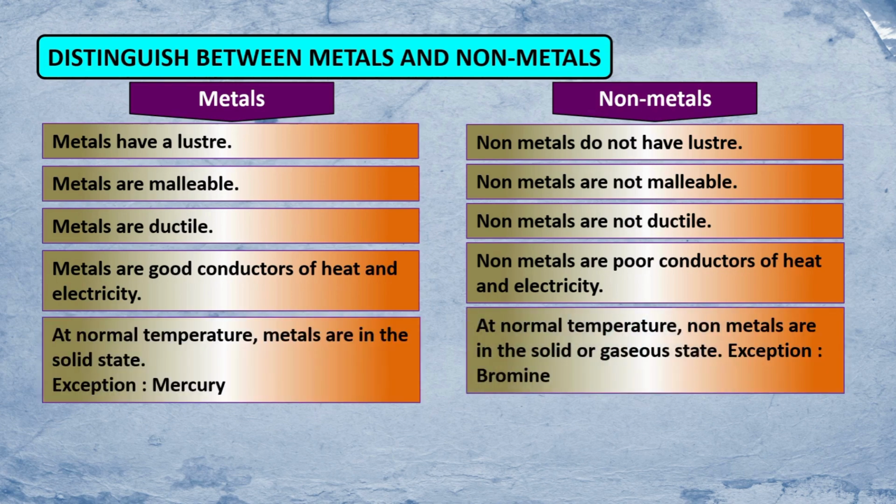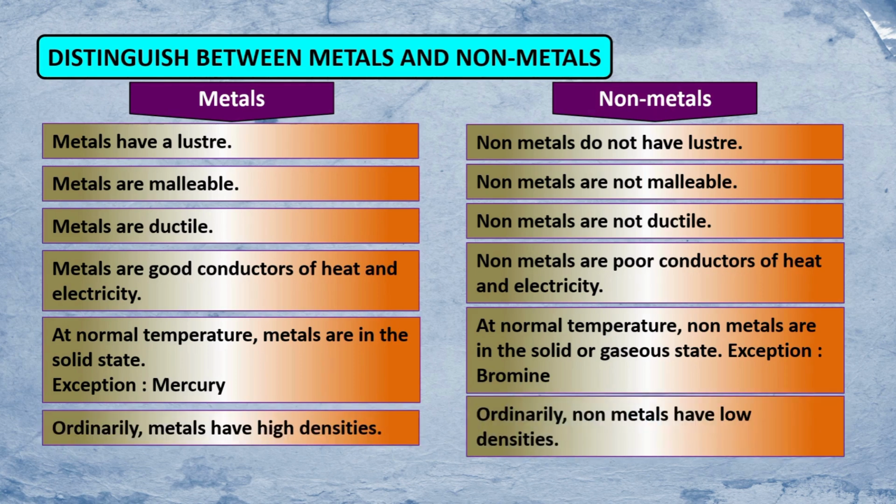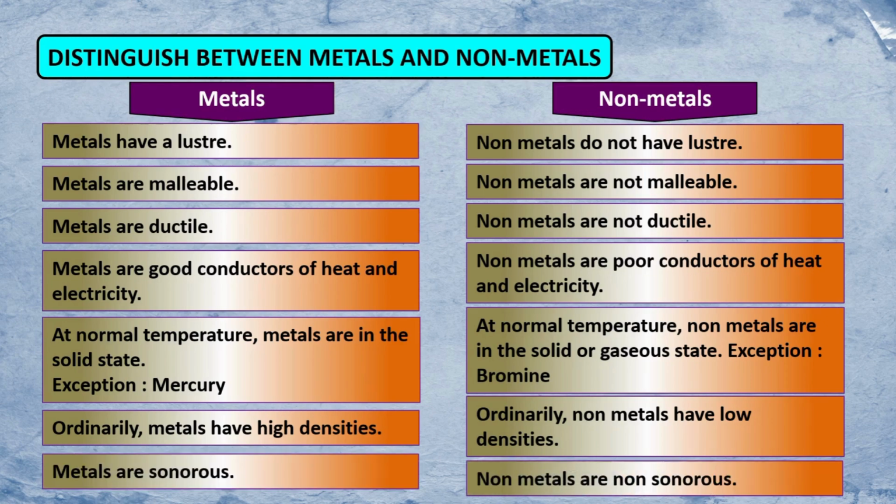At normal temperature, metals are in the solid state. Exception is mercury. At normal temperature, non-metals are in the solid or gaseous state. Exception: bromine. Ordinarily, metals have high densities and ordinarily non-metals have low densities. Metals are sonorous, non-metals are non-sonorous.